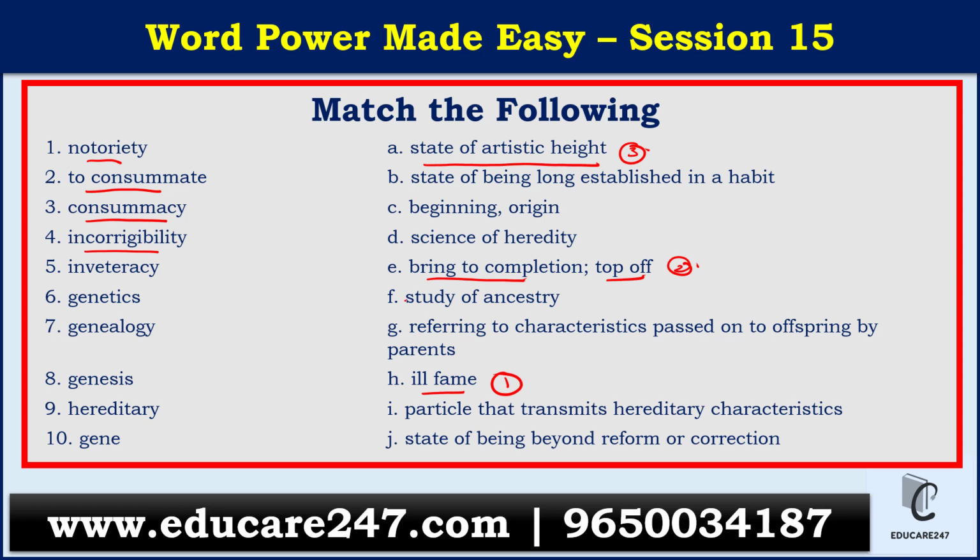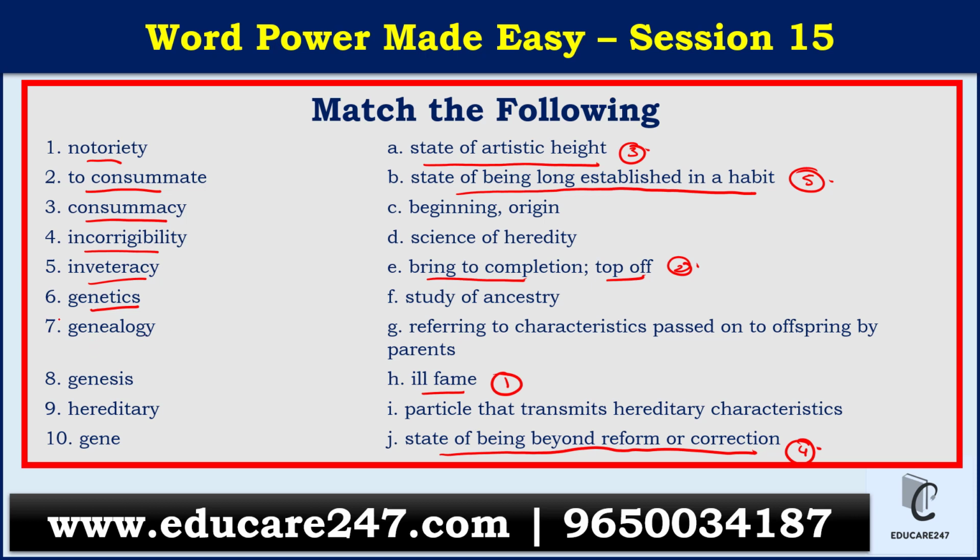Incorrigibility, something which couldn't be corrected. So something which couldn't be corrected is state of being beyond a reform or correction. So this is incorrigibility. So what is inveterate? So inveterate is state of being long established in a habit. So something which cannot be amended or is firm or obstinate or persistent. So that is inveteracy.